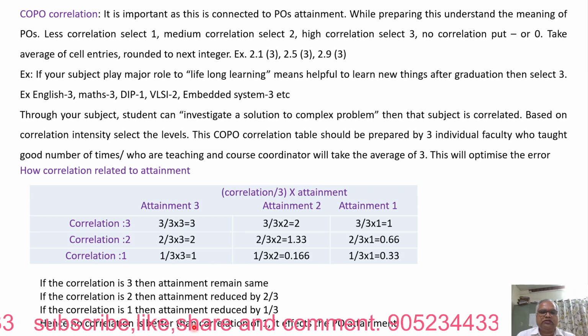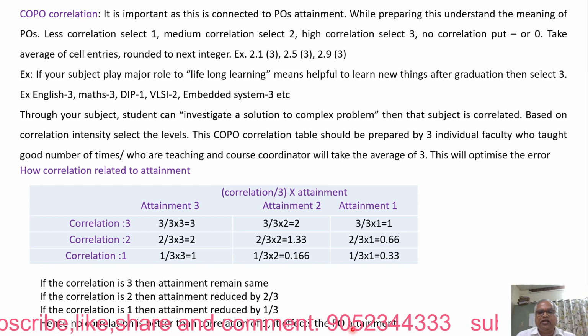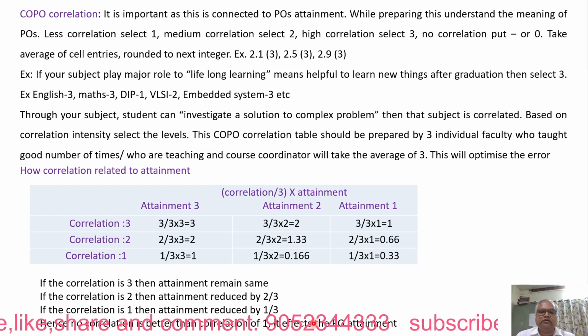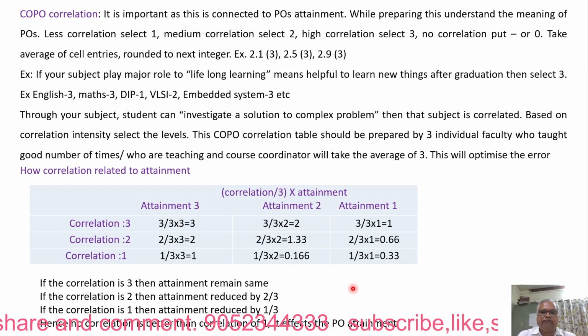Hence, no correlation is better than a correlation of 1. It affects the PO attainment. Better avoid a correlation of 1.